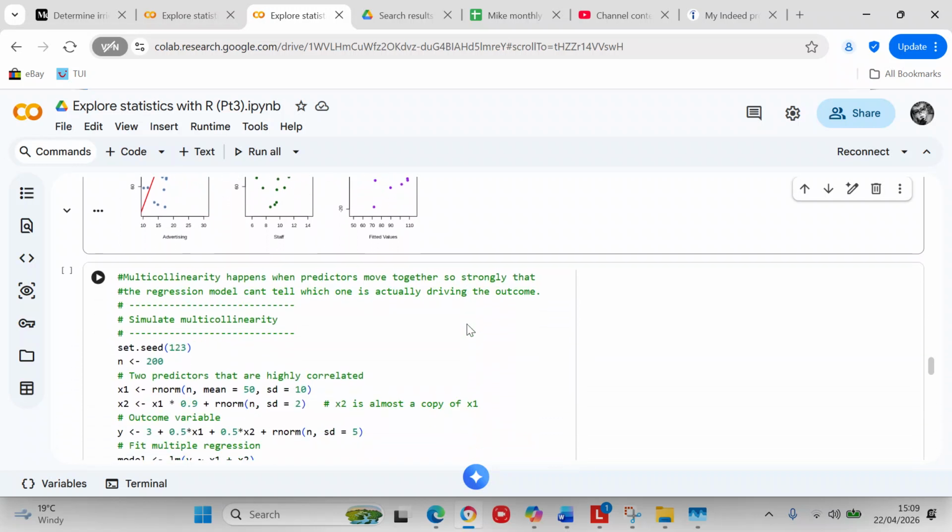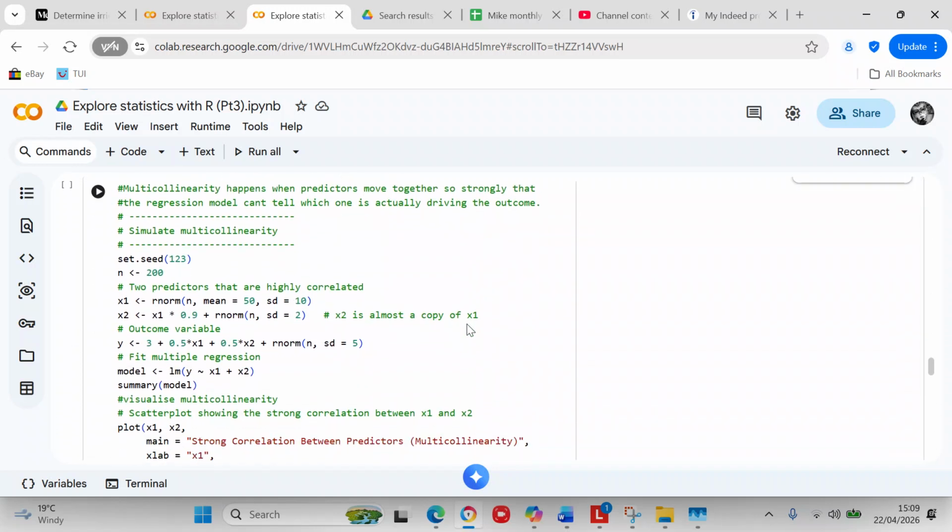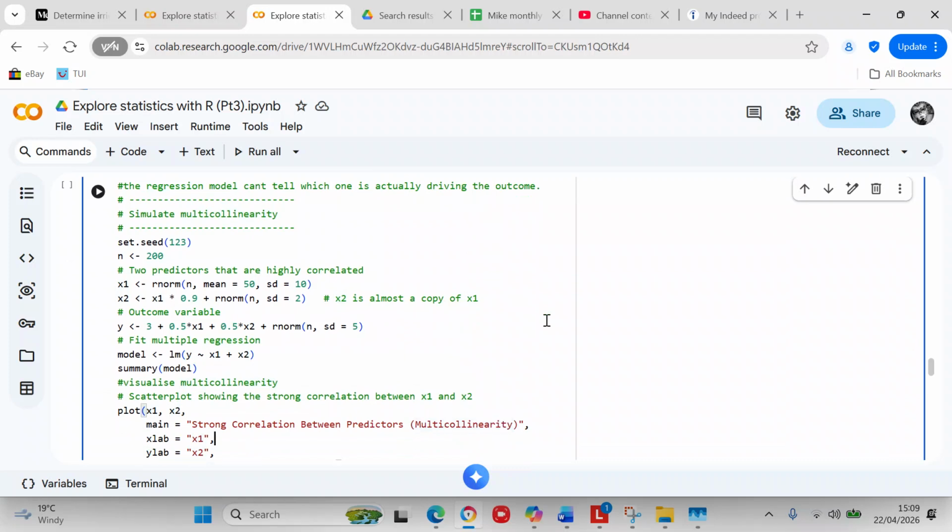So now we're going to talk about multicollinearity. Multicollinearity happens when predictors move together so strongly that the regression model cannot tell which one is actually driving the outcome. So we're going to give you a little program to demonstrate that. We're going to simulate multicollinearity in this example.